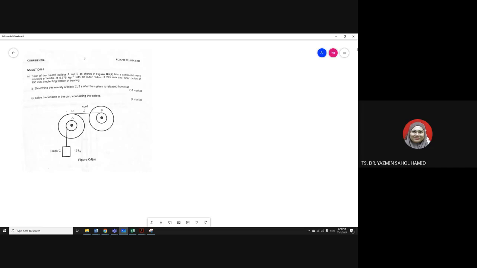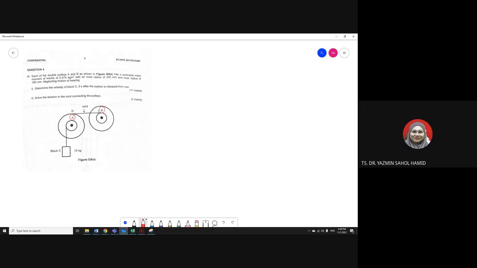This is the first question that we will discuss today. This is question number 4, April 2011. Okay, I'm going to read the question. We're going to read the question together. I hope by now you have copied this question into your notebook. Each of the double pulley, so there is a double pulley, pulley A and pulley B. Each of the double pulley, if you notice, there's pulley A and there's pulley B.